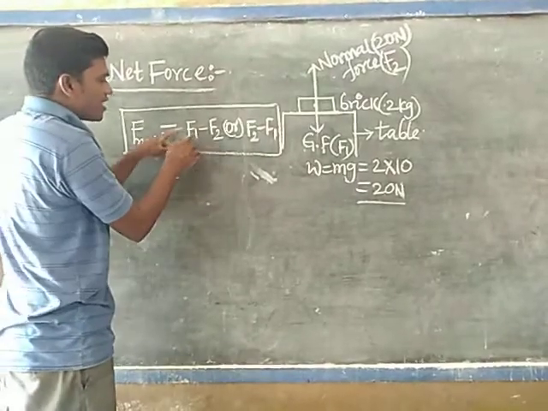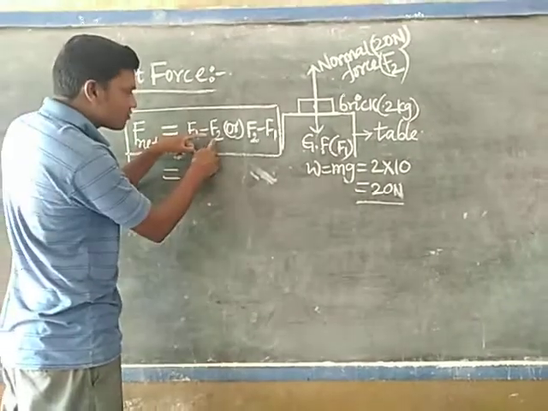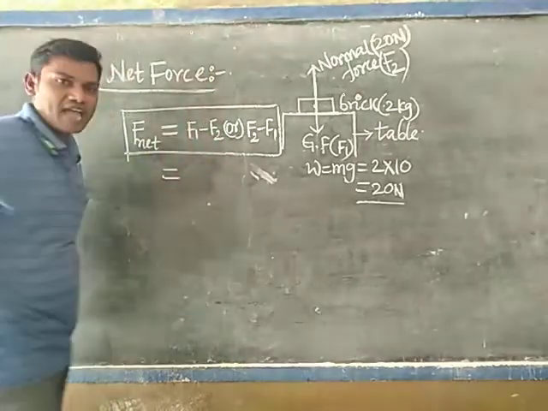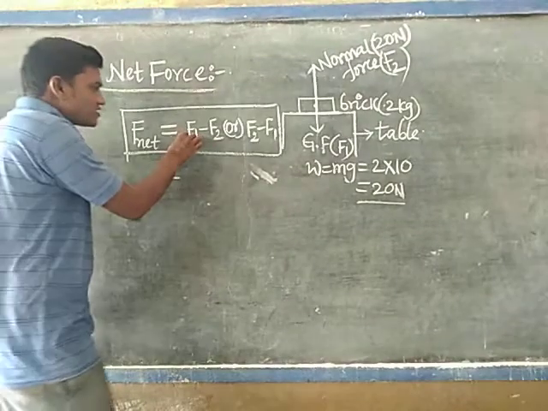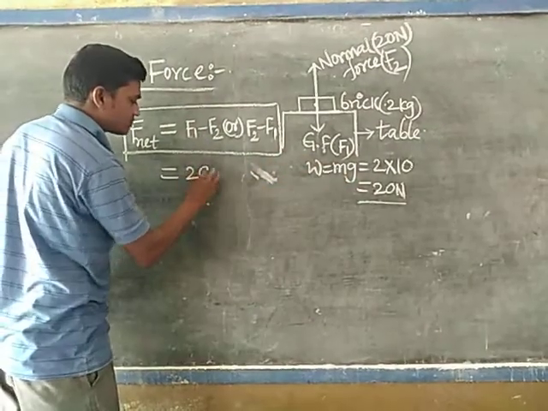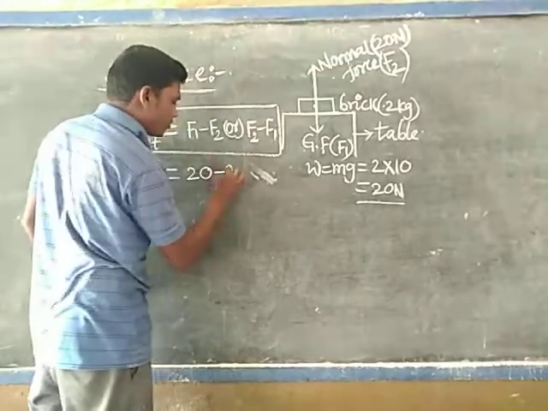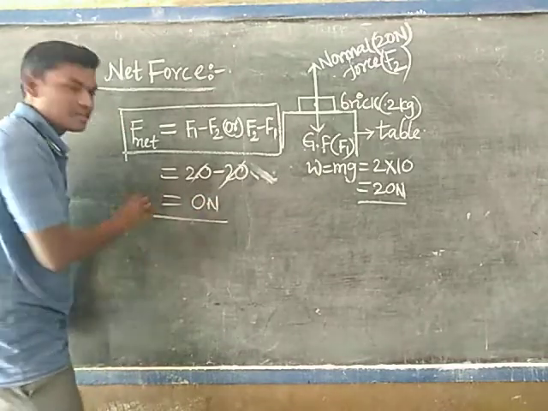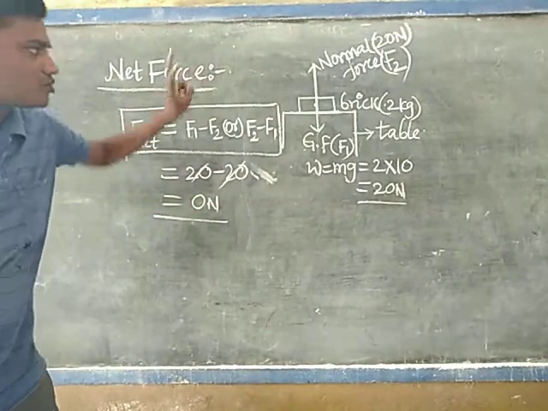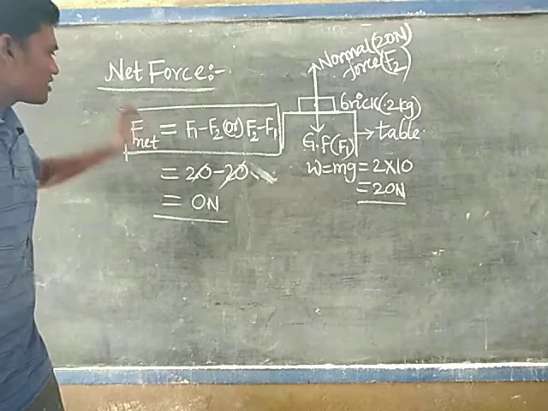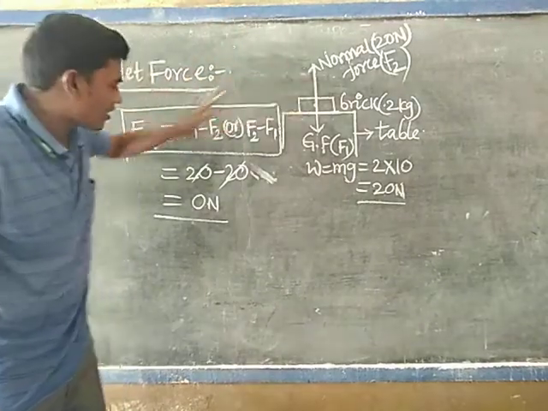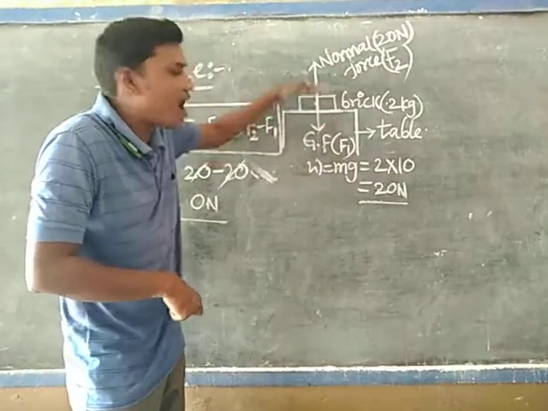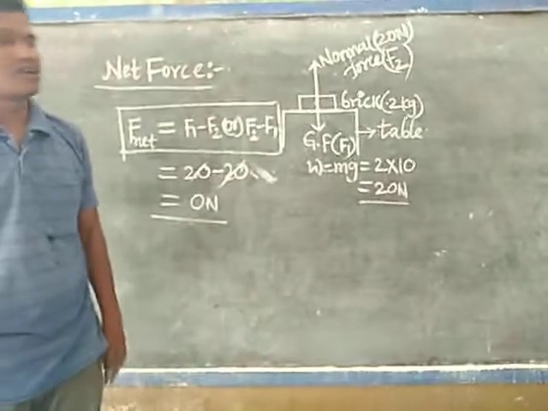That's why here F1 is in the downward direction, F2 is in the upward direction, which means F2 is opposite to F1. That's what we can take as a minus. So what is the F1 value? 20, for understanding. Minus, what is the F2 value? 20. So what is the net force? Total 0 Newton. It means that on the brick two forces are acting simultaneously, but the net force acting on this body is 0. Due to that, the body cannot move either downward or upward. That is the main concept.